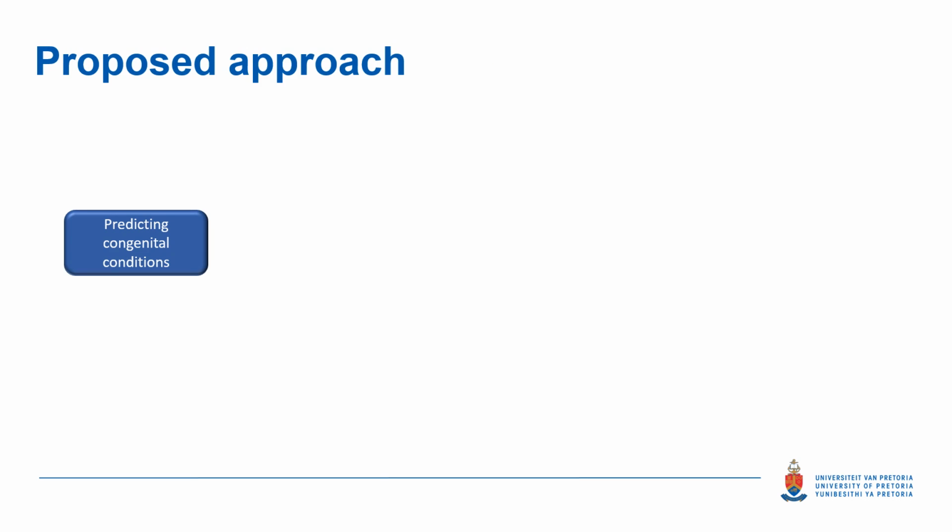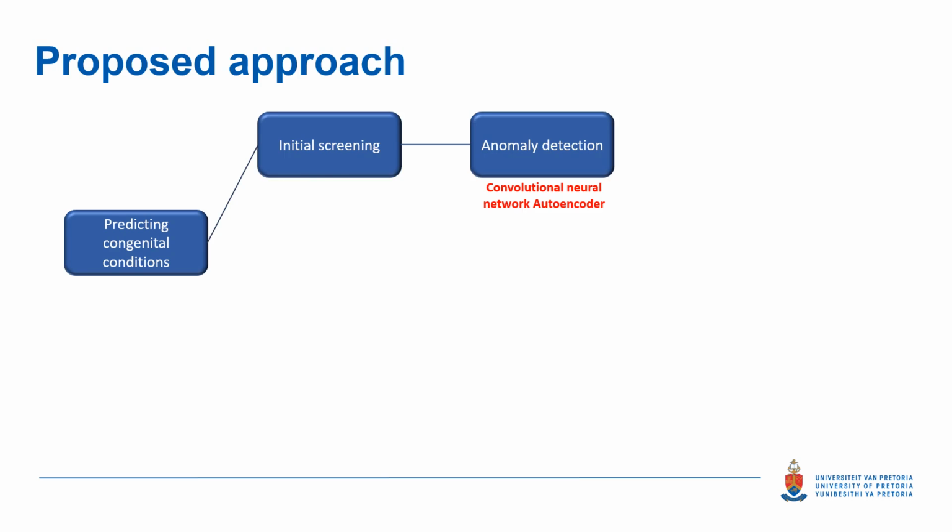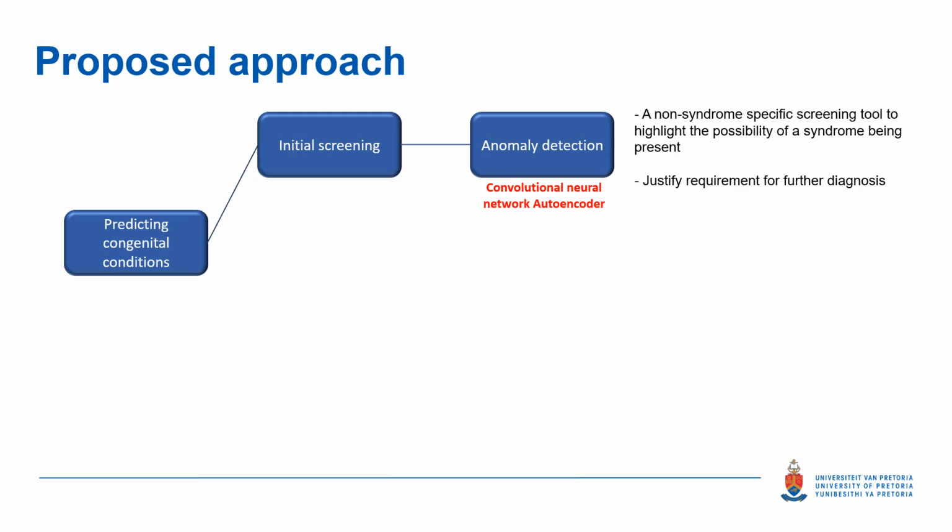This is our proposed approach to predicting congenital conditions. The first step is an initial screening tool through implementing an anomaly detector. It is non-syndrome specific and highlights the possibility of a syndrome being present. This can then justify further diagnosis.